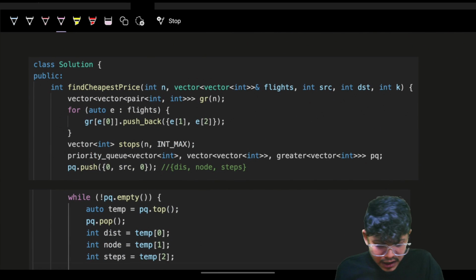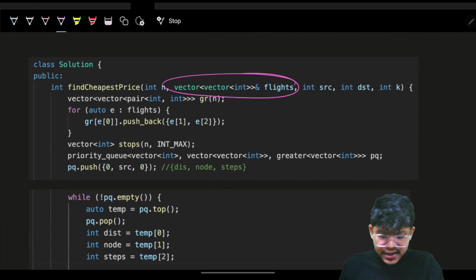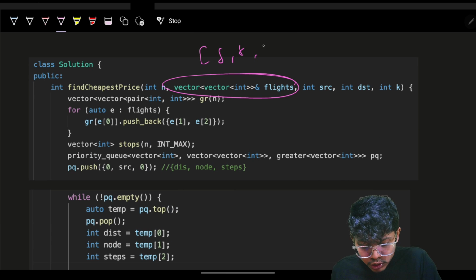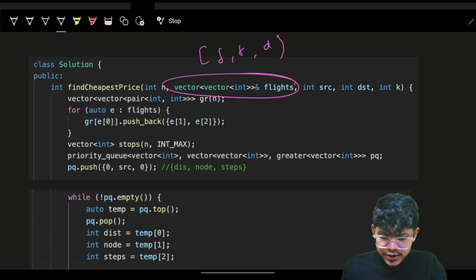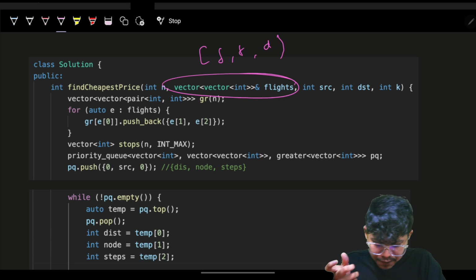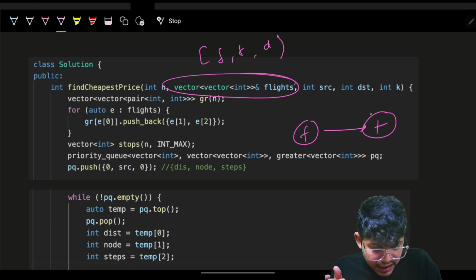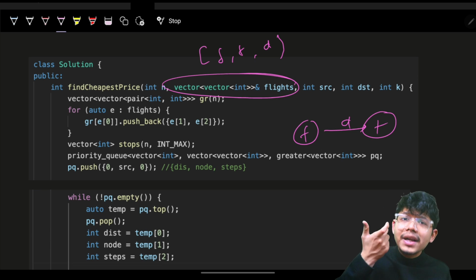Code is pretty simple. Firstly, we had the vector of flights, which means flight is from, to, and a price. So we convert that to a simple graph, from F to T with the cost of D, a simple adjacency list.